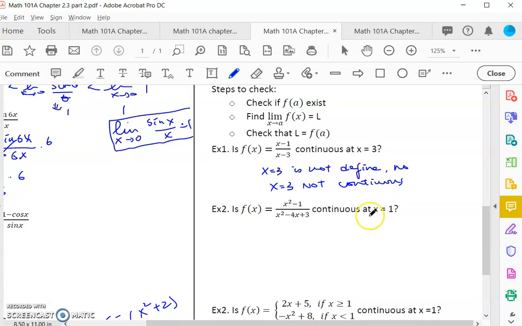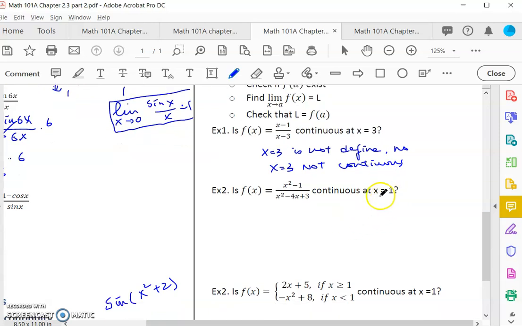What about example 2? Is f of x continuous at x equal to 1? We can plug in x equal to 1 into the denominator. So 1 minus 4 plus 3. Oh, that's equal to 0, so it's undefined again, right? So undefined, not continuous, because it's not even in the domain.